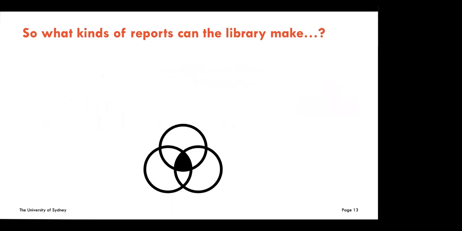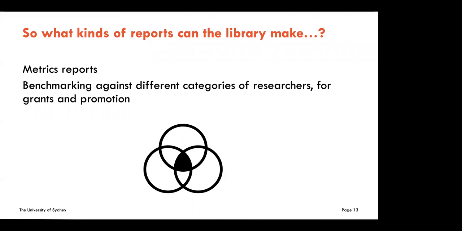And I've mentioned the reports, and there are a few different ones that we can do. We have a base level metric report that is a standard report. Every librarian will do this one for you. And then there's, as I've just mentioned, the benchmarking against the different categories of researchers, grant recipients and promotion successes. And we can help you out with strategic publishing strategies.